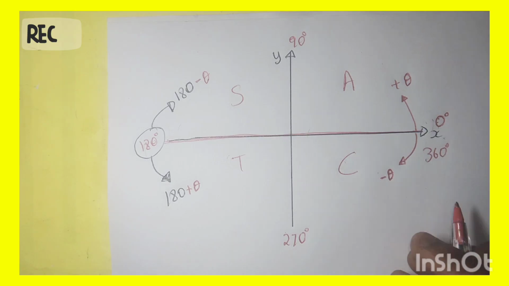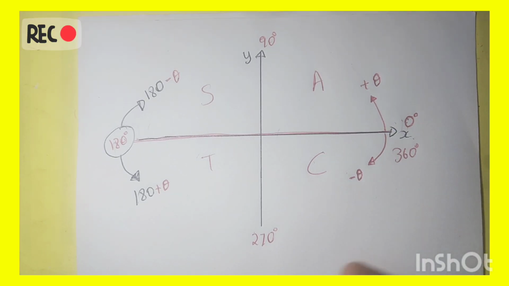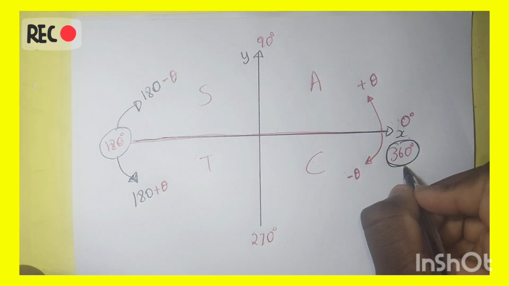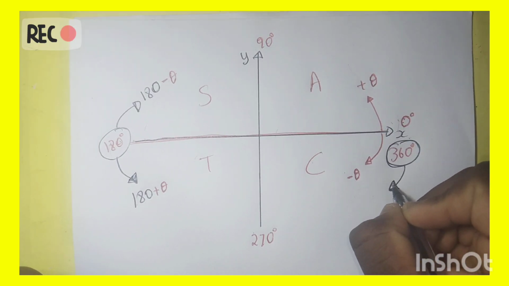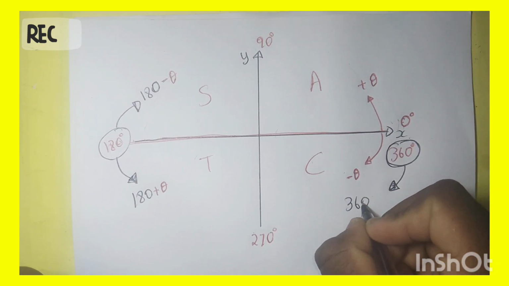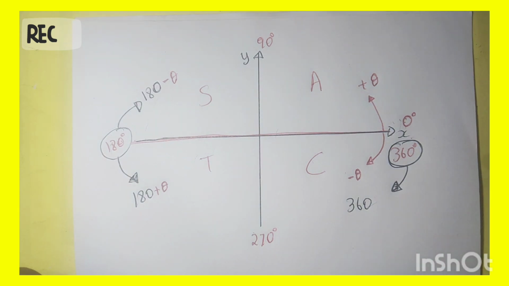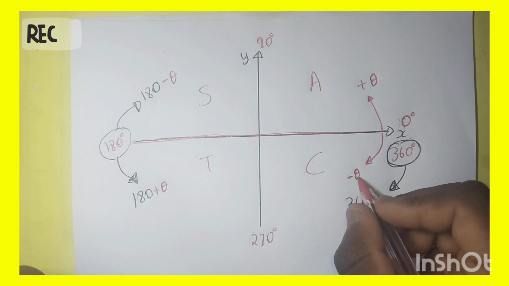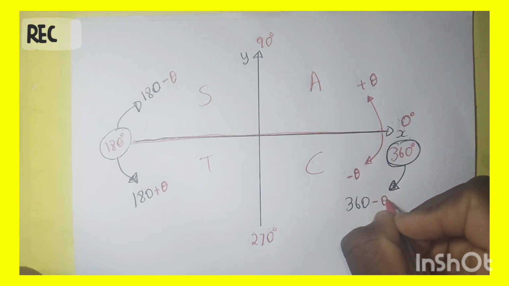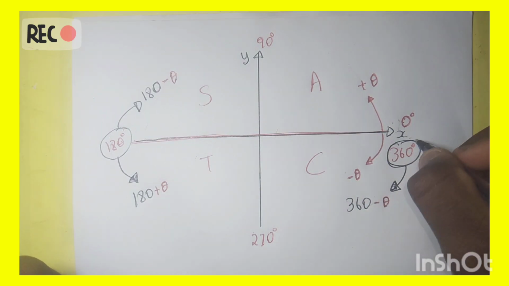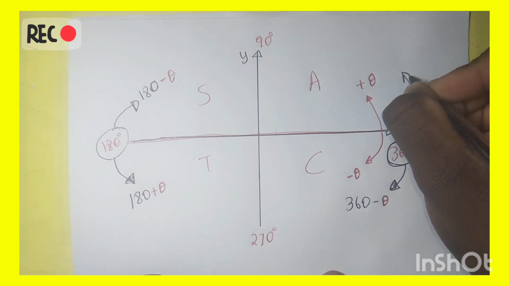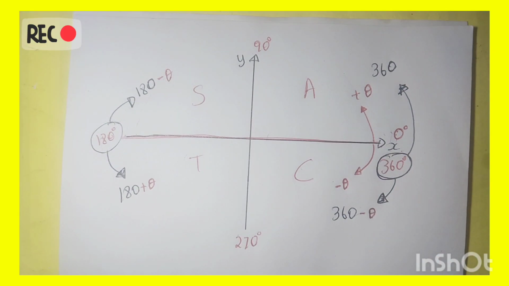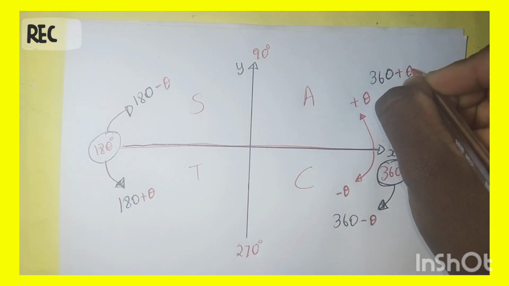That's so important for you to know. Now let's say I'm on 360. The moment I move to that side, I will be moving in a clockwise direction, which is a negative angle. Then if I move to the other side, it will be 360 but moving anti-clockwise, meaning that's a positive angle.